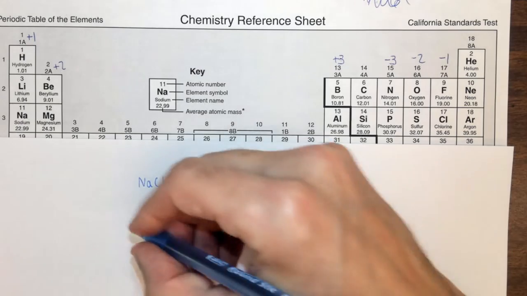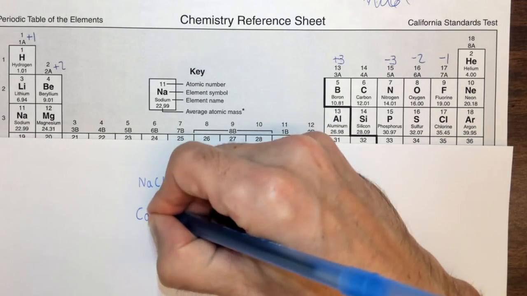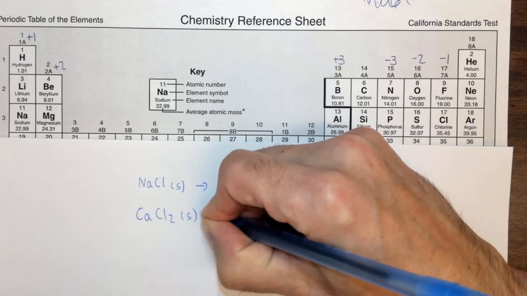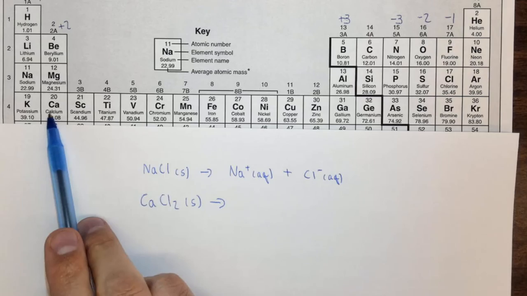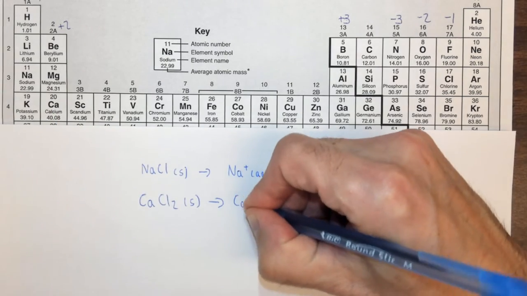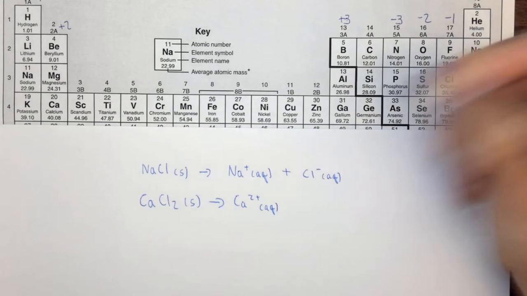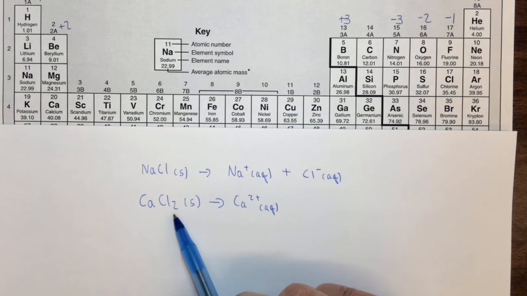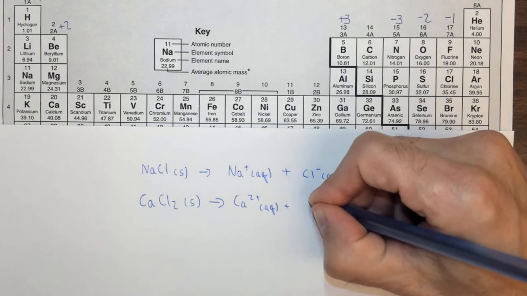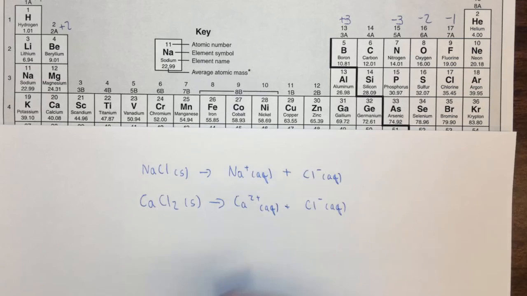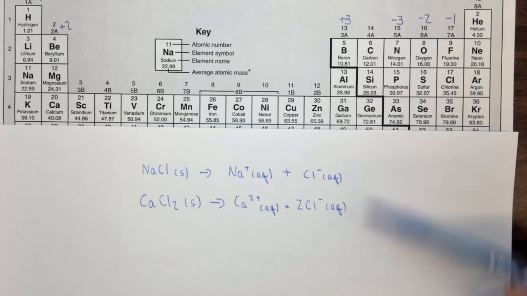Let's look at CaCl2, solid. This is calcium chloride. So in this case, the stable ion, calcium's in 2A, is Ca2 plus, aqueous. And when it forms solution, it still has Cl minus in it, plus Cl minus, aqueous. But because there's 2 chlorines here, we have 2 chlorines here. So these are how the ions are breaking up in solution. Let's just look at one last example.